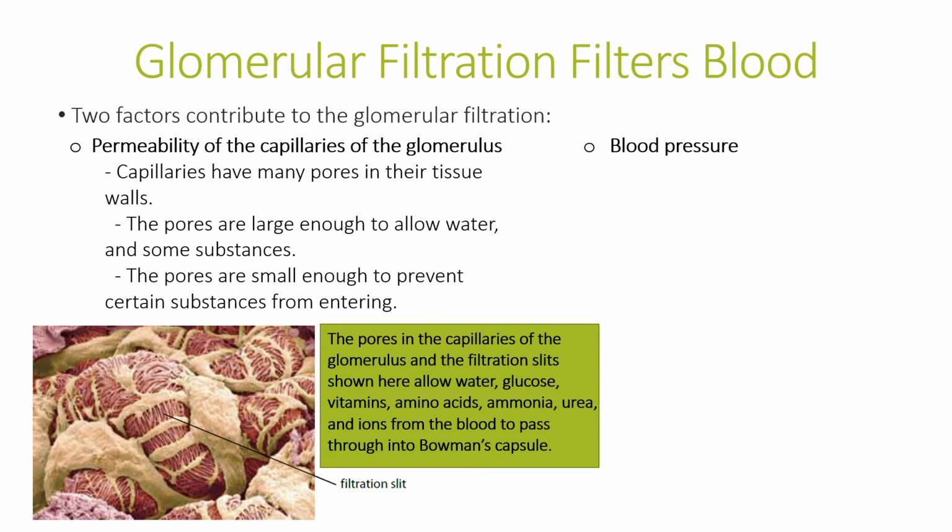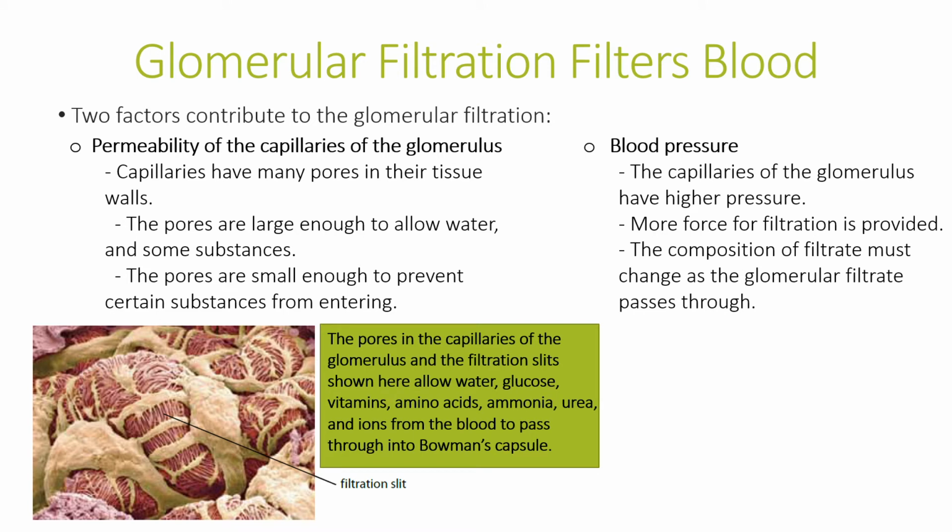For the second factor, blood pressure within the glomerulus is about 4 times greater than it is in the capillaries anywhere else in the body. The great rush of blood through the glomerulus provides the force of filtration. As you can see in this picture, the pores in the capillaries of the glomerulus and the filtration slits allow water, glucose, vitamins, amino acids, ammonia, urea, and ions from the blood to pass through into Bowman's capsule.